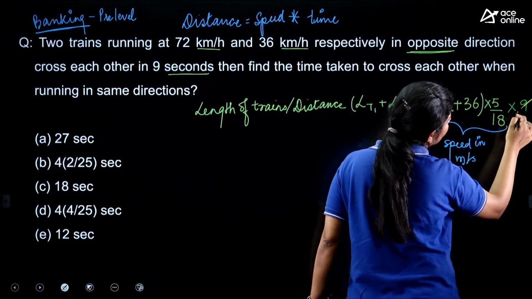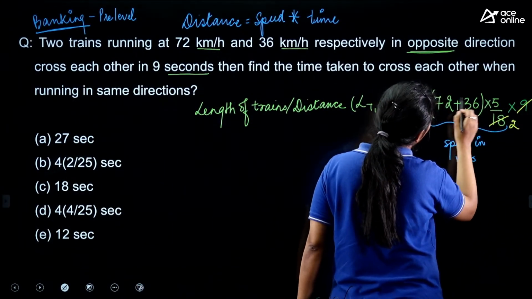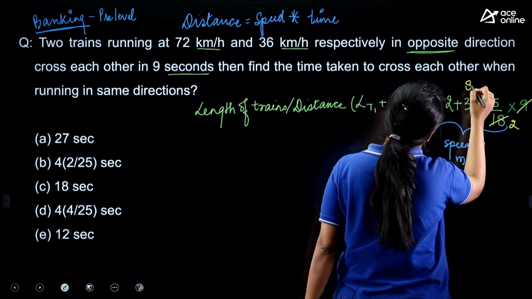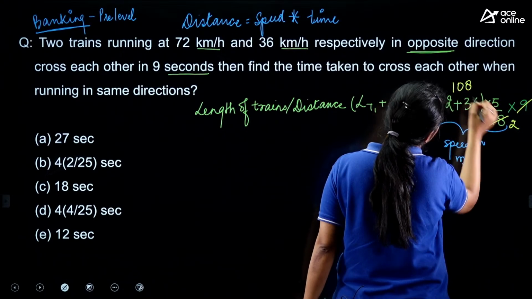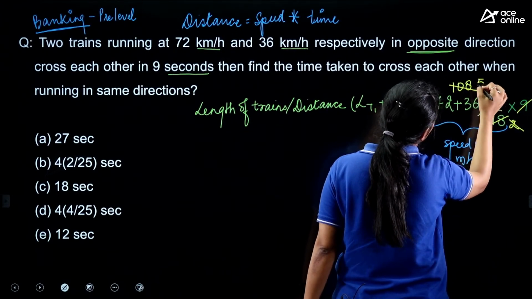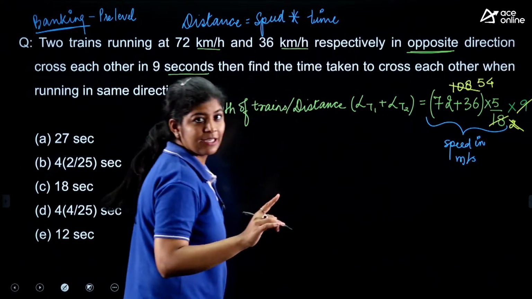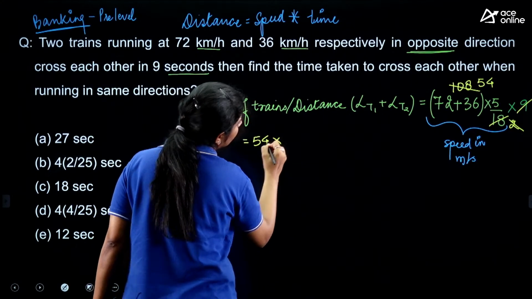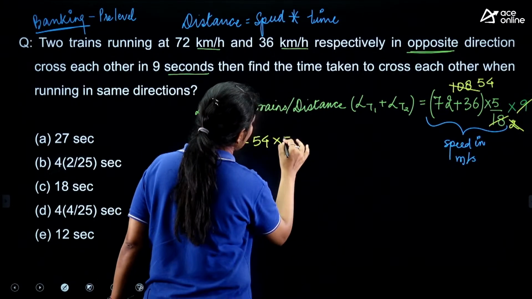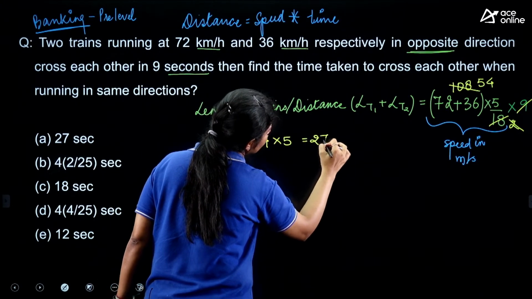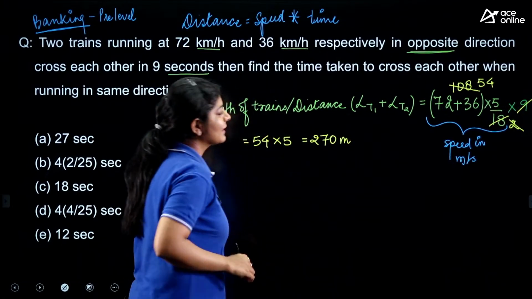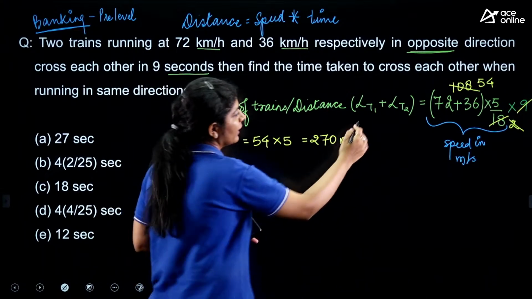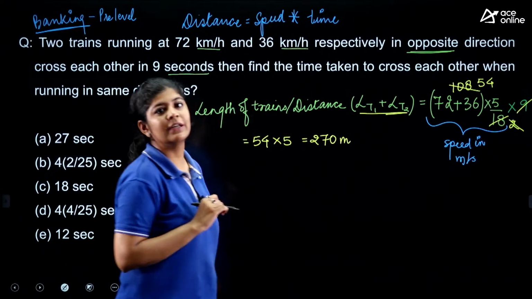Now we need to solve this equation. Here we get 2, and 108 by 2 is 54. So the total distance is 54 into 5, which is 270 meters. So the length of both the trains together is 270 meters.